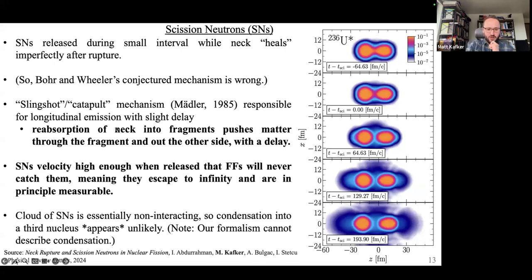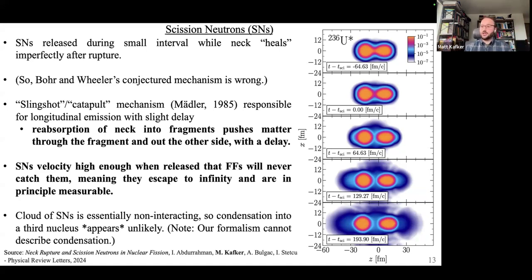Okay, let me just remind myself exactly where I am. Yep, so we talked about that mechanism. Oh yes, and another thing to note here is that the scission neutrons are high enough velocity that the fission fragments will never catch them. So you can calculate the final velocity of the fission fragments, and you can calculate the velocity of the scission neutrons, and you can determine that the fragments will never catch them. So this means that these neutrons will escape to infinity because there's nothing to catch them.